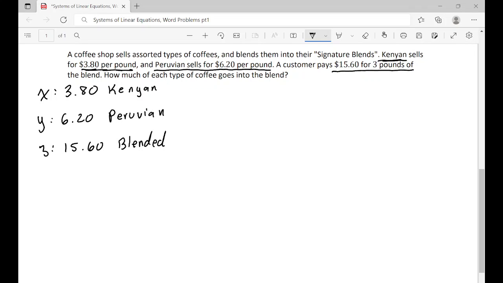So now let's set up my system of equations. I know that I have some X amount of the first, some Y amount of the second, and when I add it together, I get 3 pounds. Easy enough. Now I've got to put the money in. So I know that I have $3.80 times however much of the X plus $6.20 times how much of the Y, and this is going to equal how much is spent, in this case, $15.60.